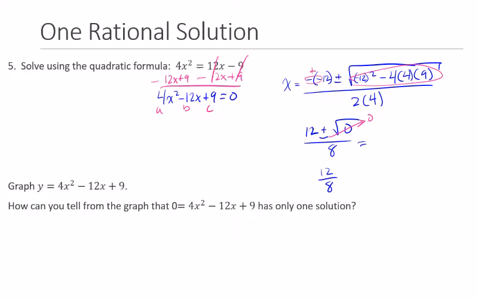We just get one solution. And so 12 over 8 reduces to 3 halves. And so that's our value for x. Okay, so that's a situation where we only have one rational solution.